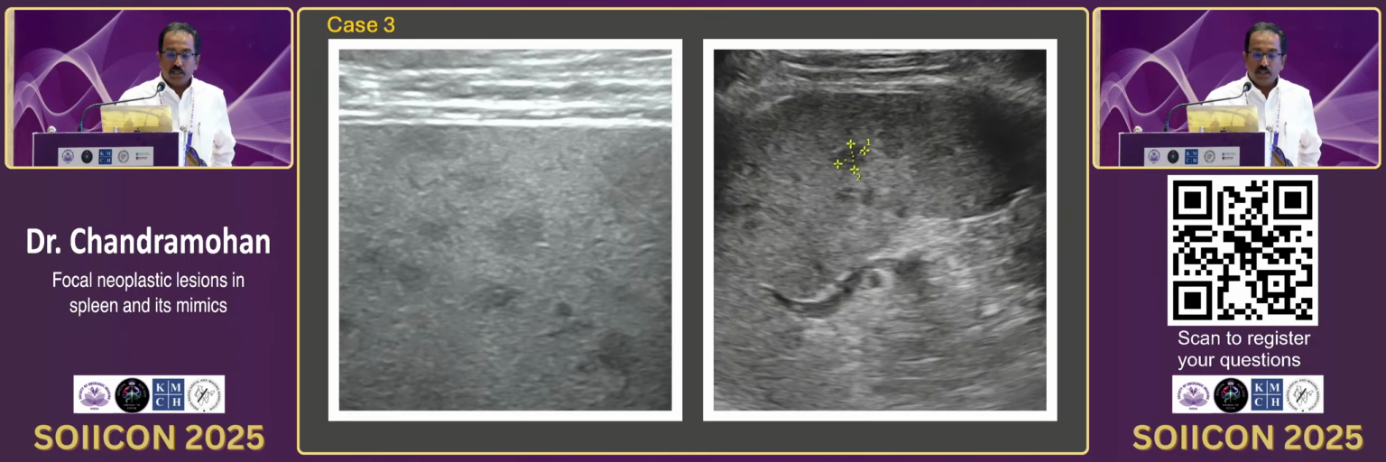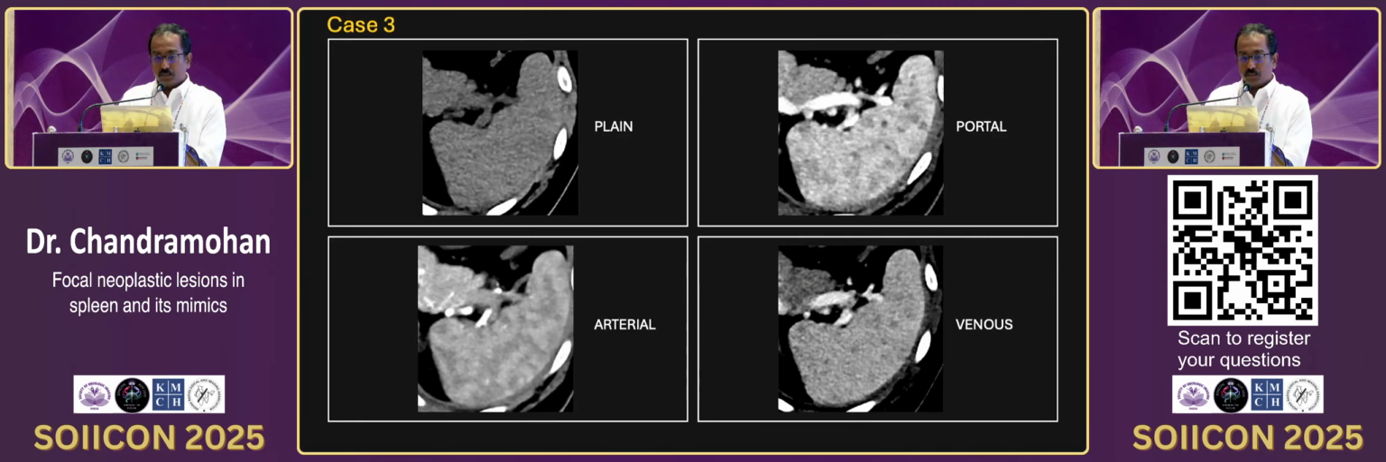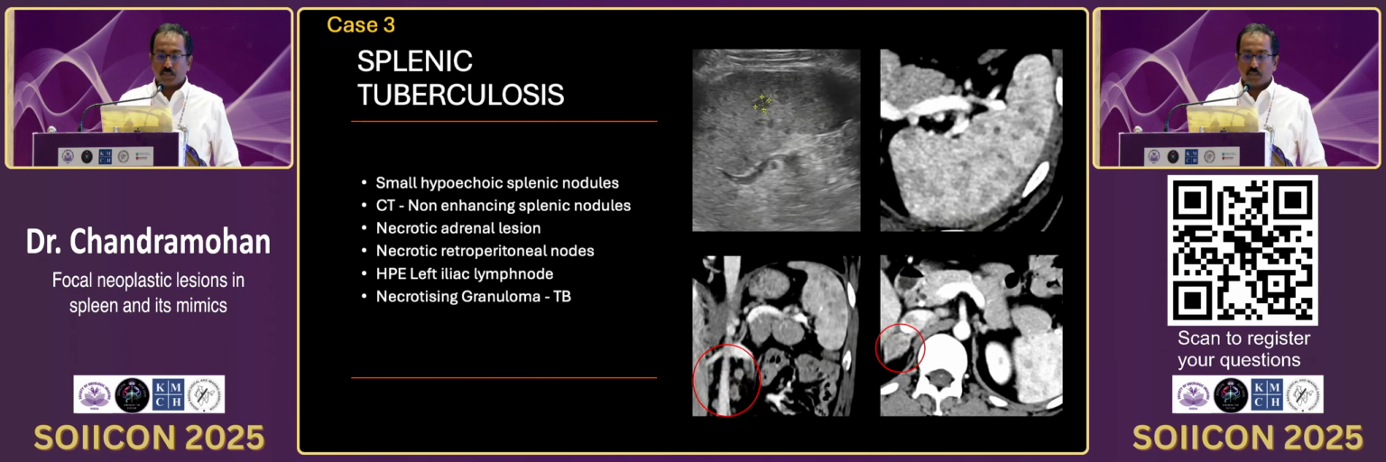Now this is another case of a 33-year-old male patient presenting with lower quadrant pain. The patient had splenomegaly and multiple hypodense lesions in the spleen, similar to what we saw in lymphoma. In contrast-enhanced CT, we can see that the lesions are not enhancing. In the portal venous and hepatic venous phases, there are multiple hypodense lesions without any contrast enhancement.